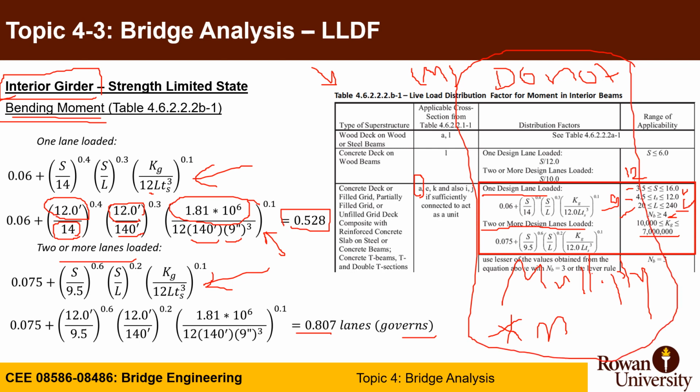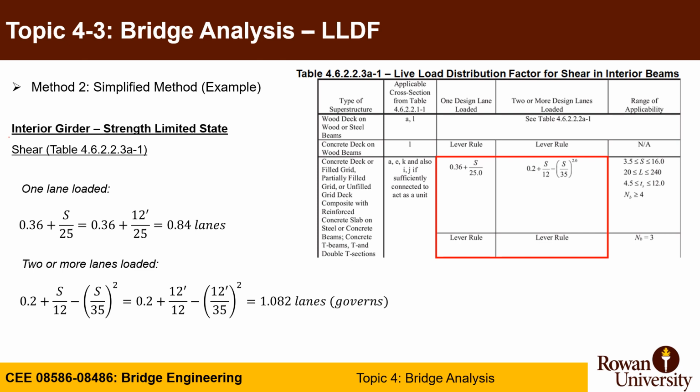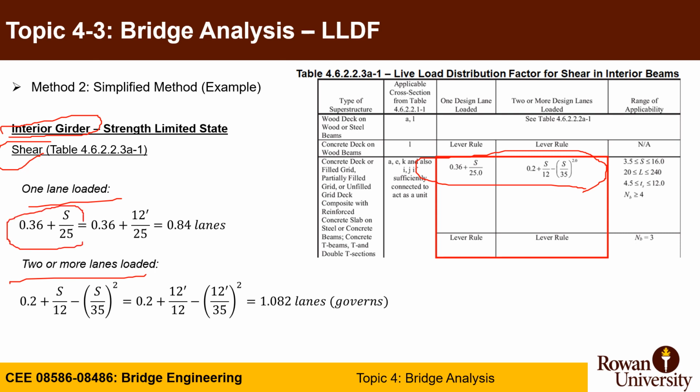If you want to calculate interior shear, you go to the table, you extract the equation. For one design lane or two, it's only a function of the spacing. So you got super easy. S equal 12, gives you 0.84 for one lane, or this equation 1.082 for two lanes, which governs.